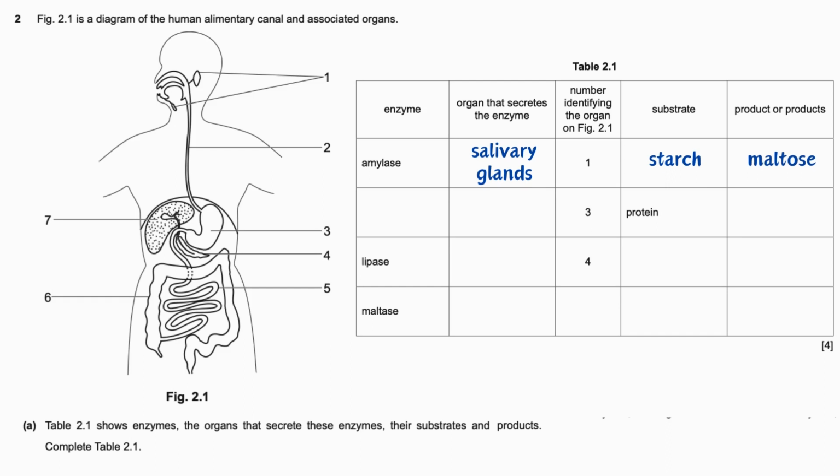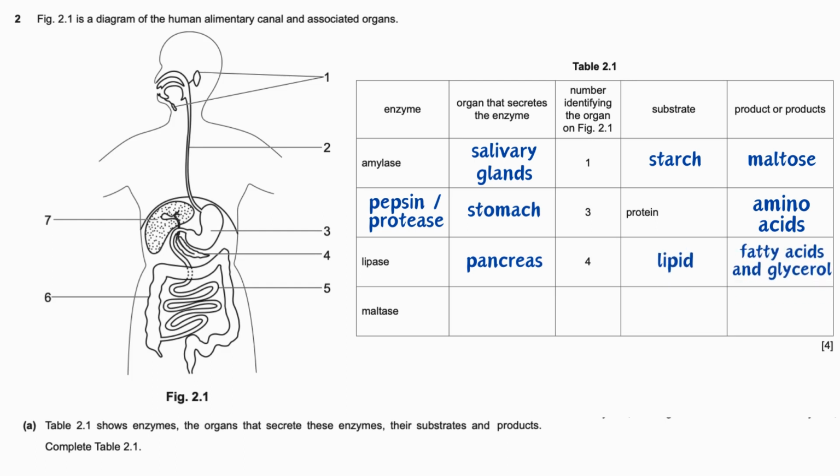Next, organ 3. That's clearly the stomach. The enzymes secreted by the stomach are pepsin/protease. The substrate is protein and the product is amino acids. Okay, so lipase is secreted by the pancreas. Its substrate is lipid and the products are fatty acids and glycerol.